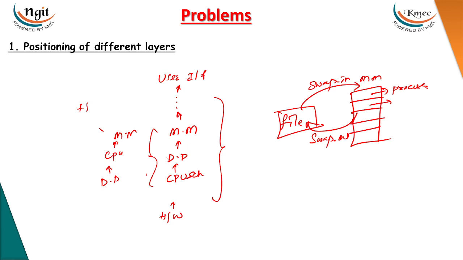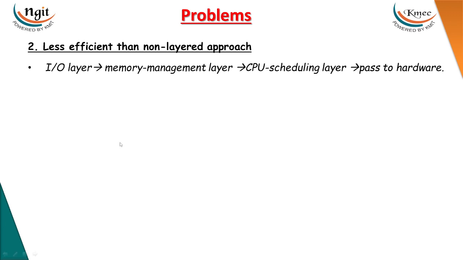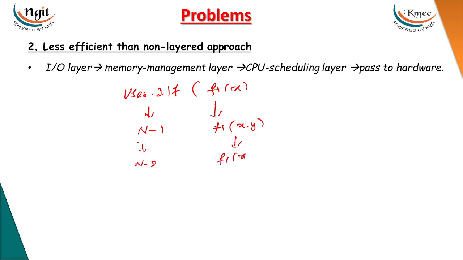One more problem is that it is less efficient than the non-layered approach. Why is it less efficient? Because there are several layers, from the user interface it has to come down to the hardware. Suppose you have written a command or some particular program, say f1 with one parameter, and while coming to the next layer, that is layer n minus 1, one more parameter will be added, x comma y. Then it comes to n minus 2, and one more parameter is added, maybe x comma y comma z. So until it reaches the hardware, different parameters will be added, and this becomes an overhead.